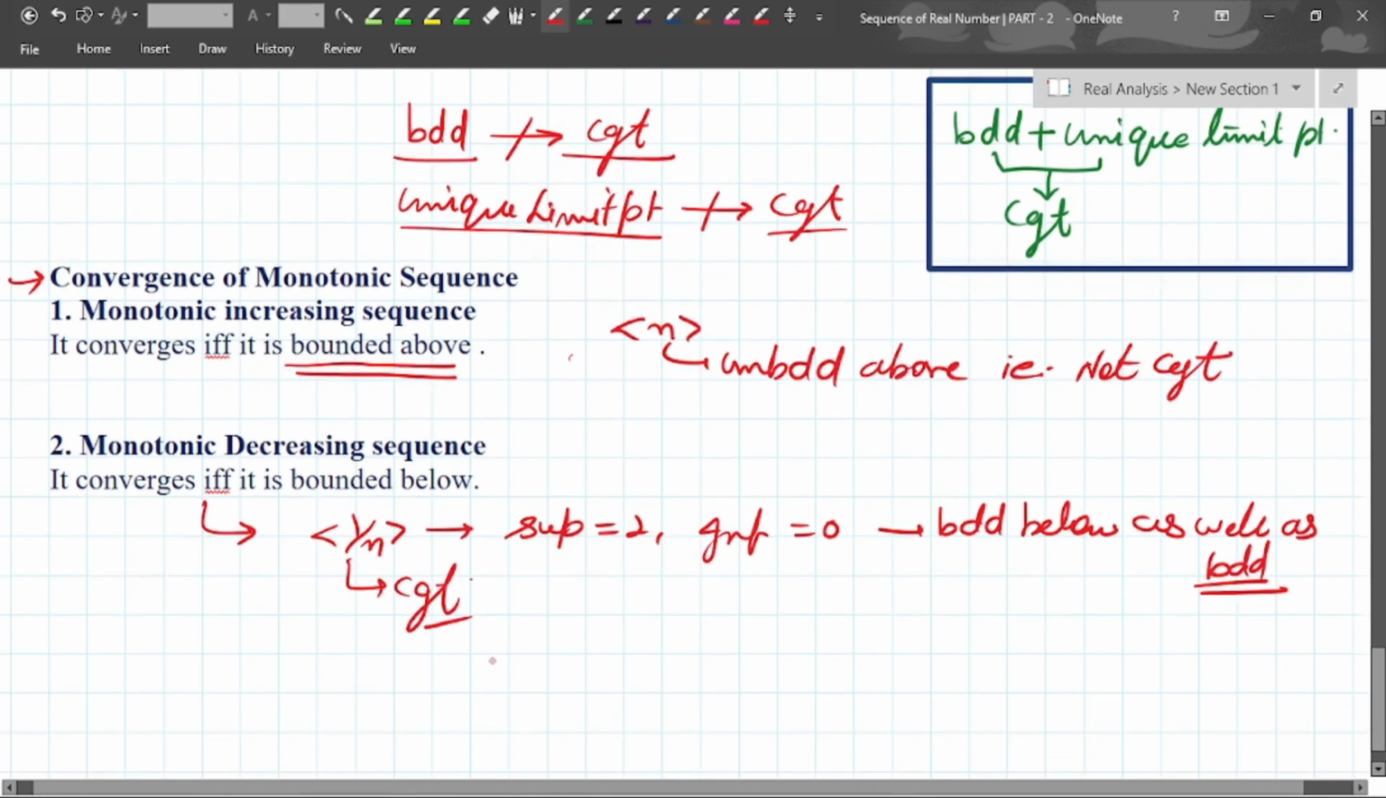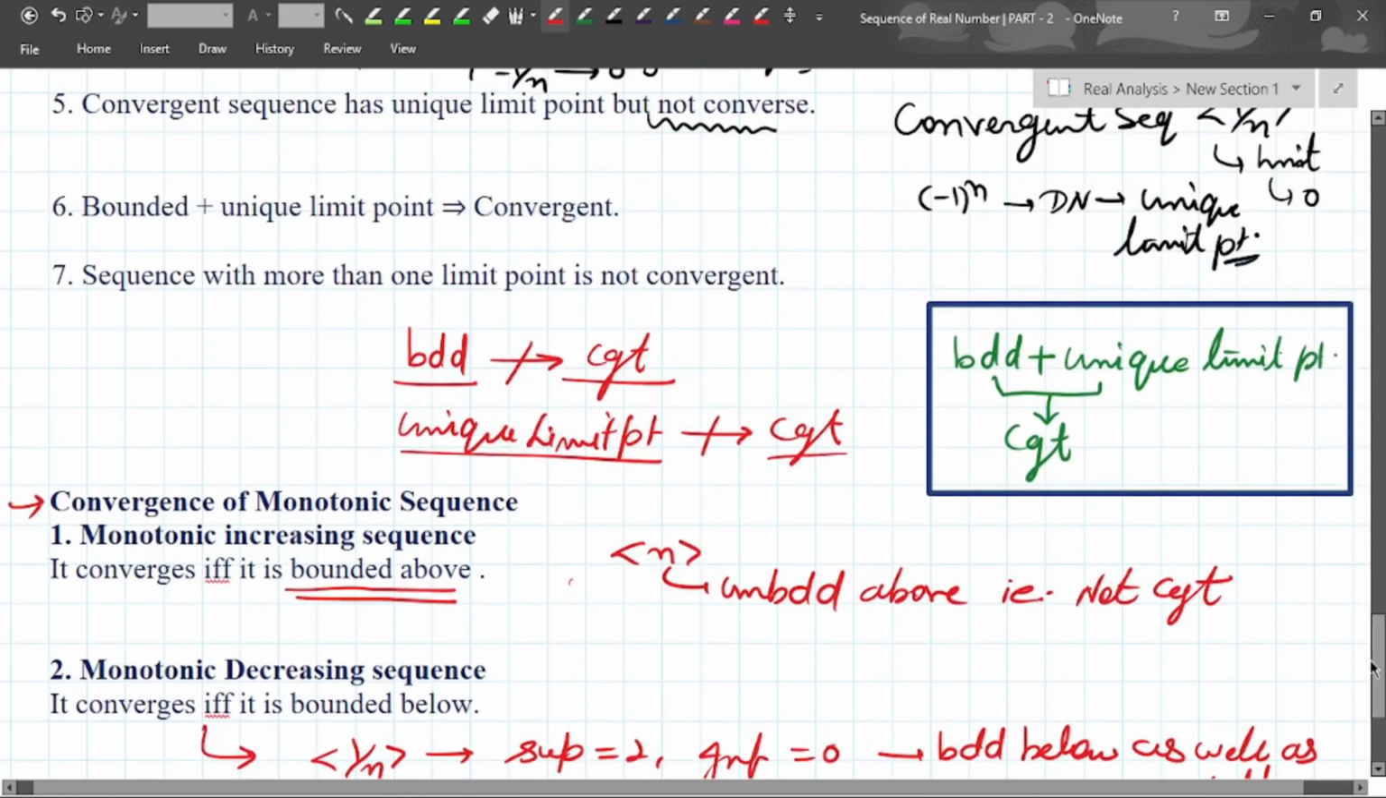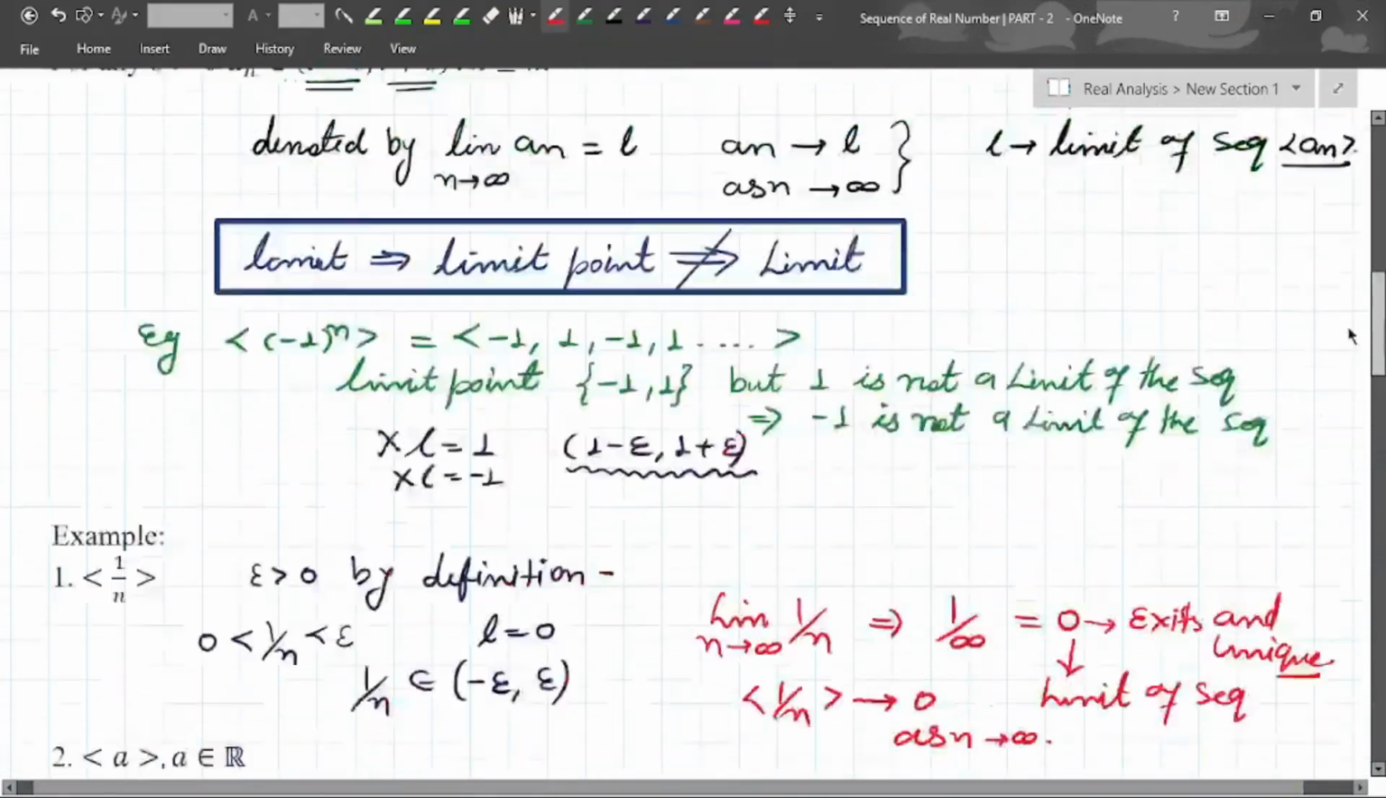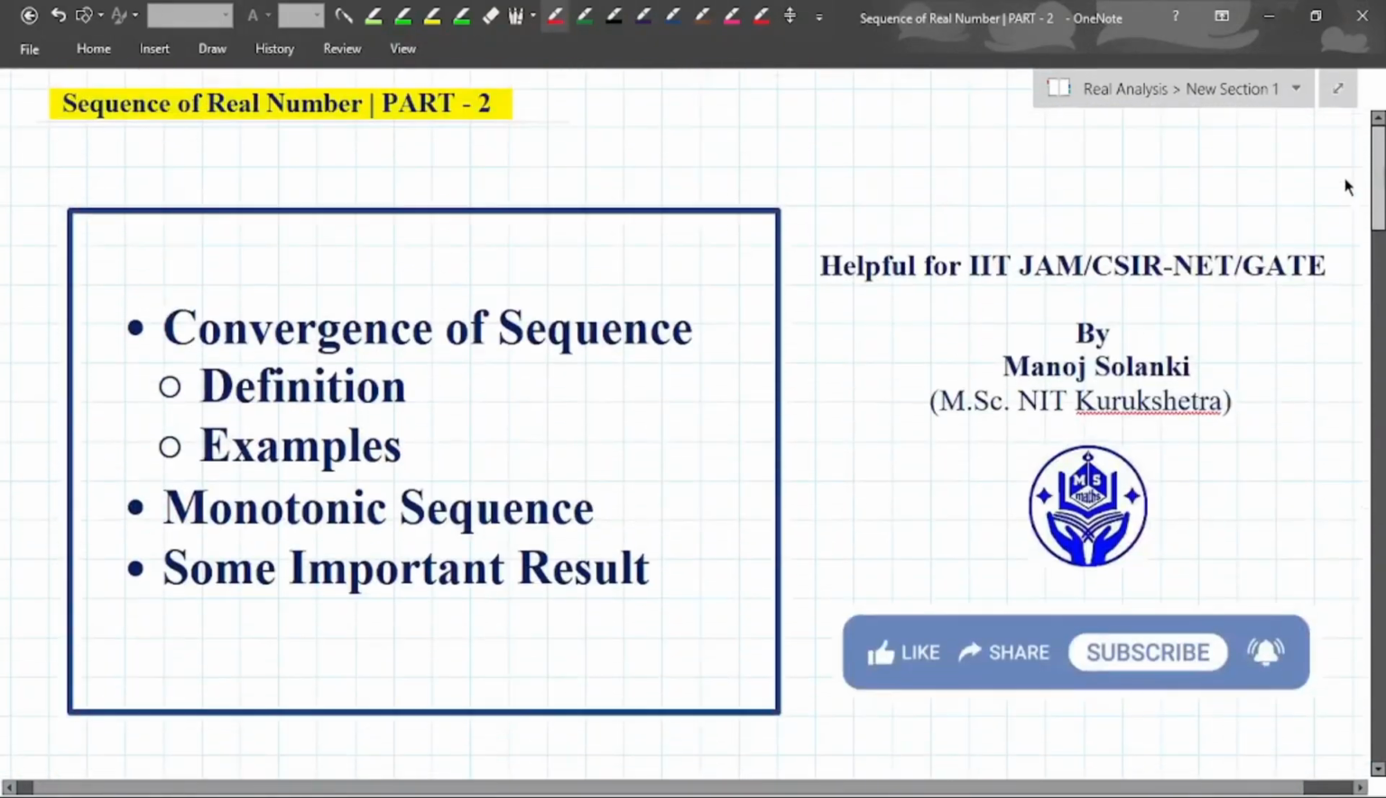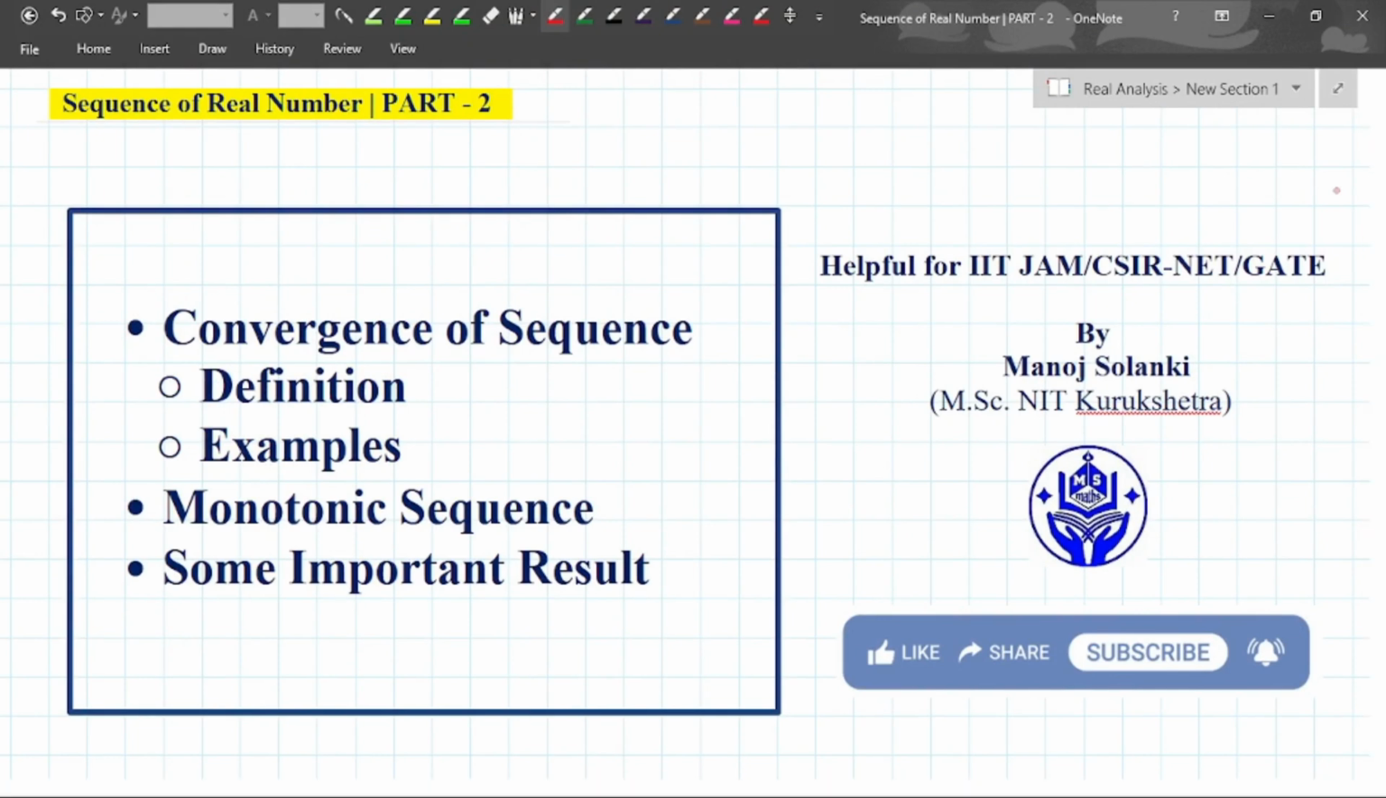So this is all about the convergence of sequences. This is all about the results and convergence. It is very easy to find the limit of a sequence, and you can identify whether my sequence is convergent or not. So this is all about the topic.